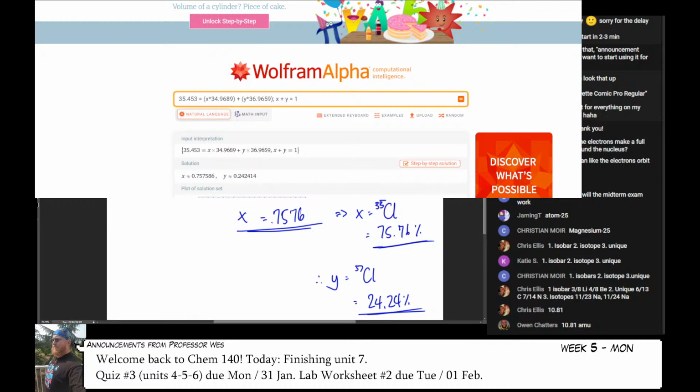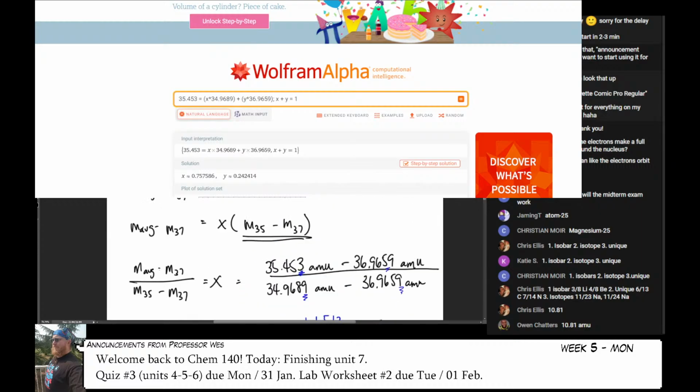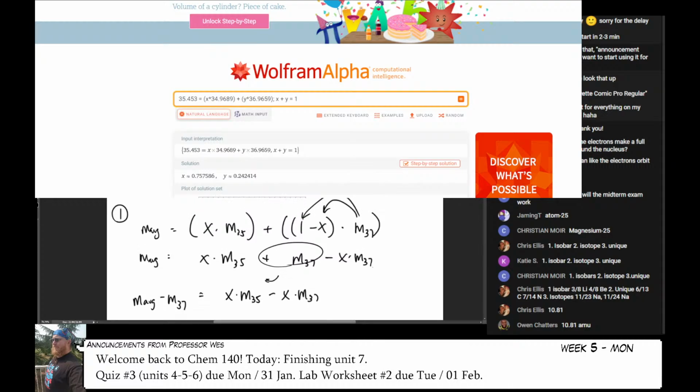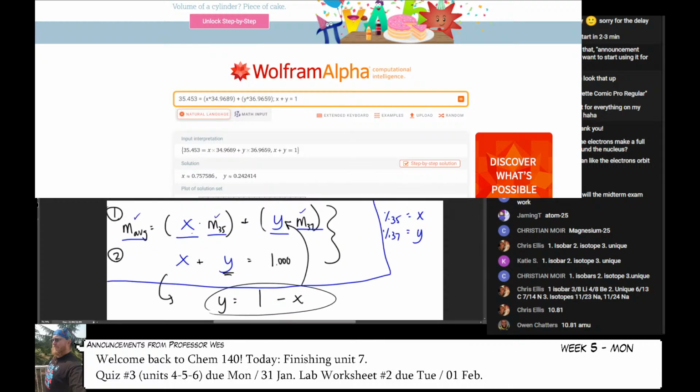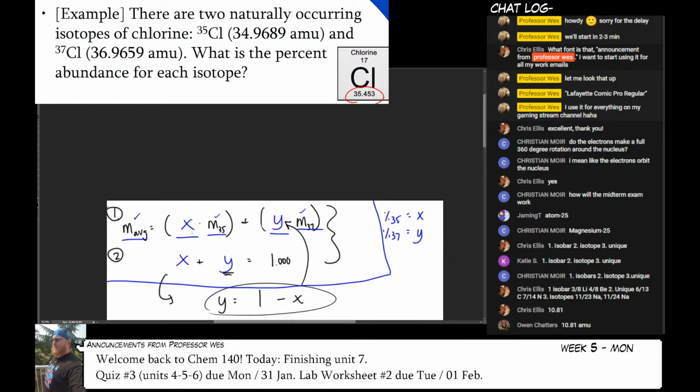So that's my suggestion to you, is if you see a problem like this on your quiz or exam, hint, you will, go to Wolfram Alpha and type in the equations there. You have to still make the equations, so you still have to be able to create these two equations. And that's kind of the chemistry of this, right? Can you turn the information in this problem into these equations? If you can, I feel like that's good enough.